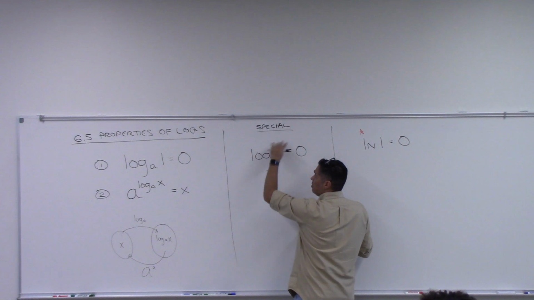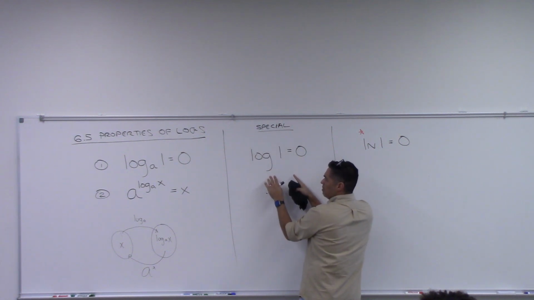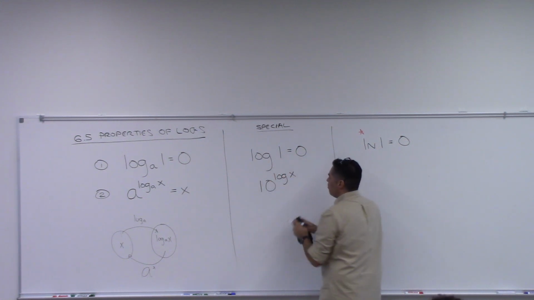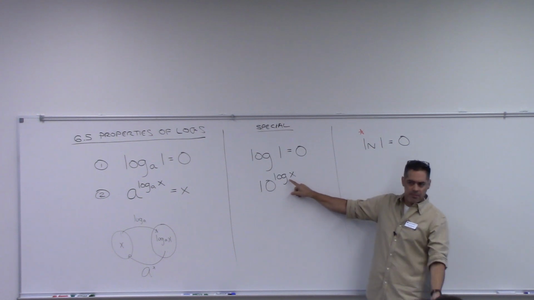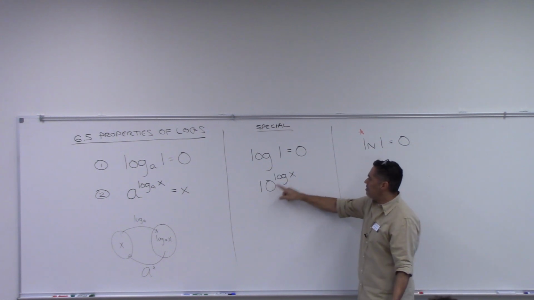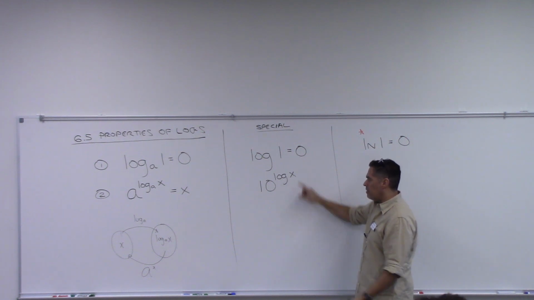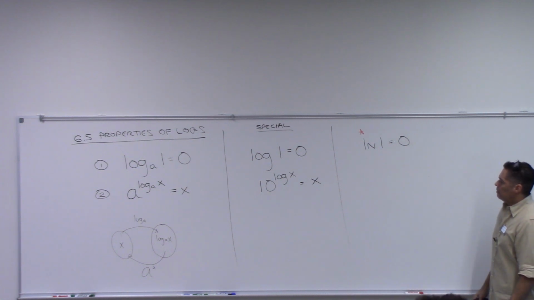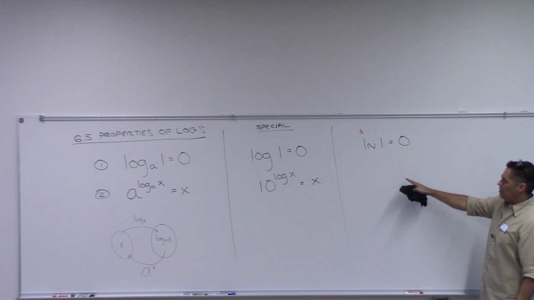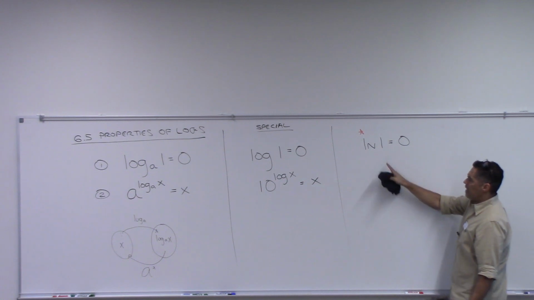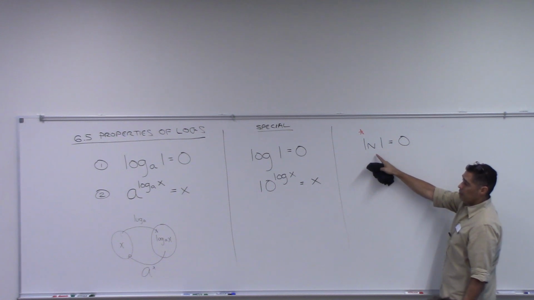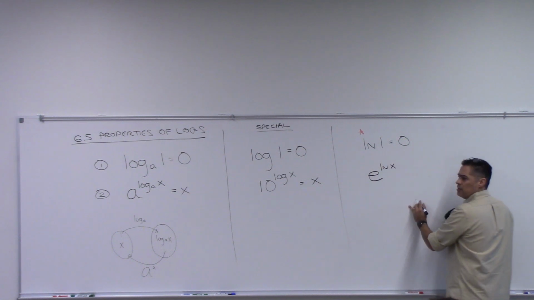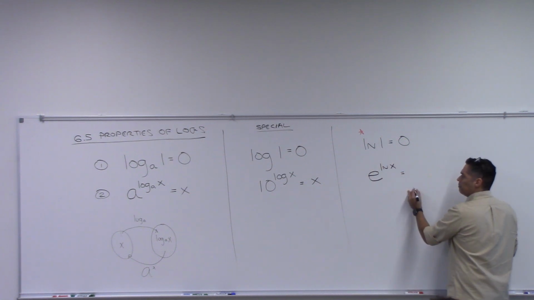What would be the base if I'm in this special case here? What's the base of this log? 10. So this property is saying if I take 10 and raise it to the log x. Notice I wrote log x, not log base 10, because it's the special one, isn't it? So if you take 10 and raise it to the log x, which is really log base 10 of x, you should just get x, shouldn't you? And what about this one? What's the base of this special log? E, right? So if you take E and you raise it to the natural log x, you should just get what? X.